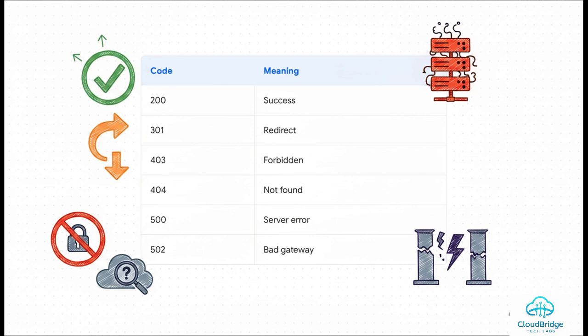Now, the 400-level codes mean the issue is on the client side. A 403 means you are forbidden from accessing the resource, and the famous 404 means the resource was simply not found. Finally, the 500-level codes mean the server itself has a problem. A 500 is your generic server error, while a 502 indicates a bad gateway.